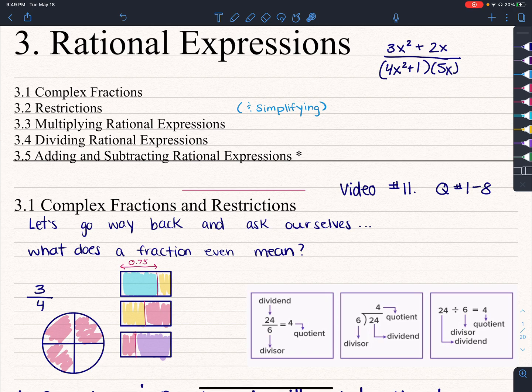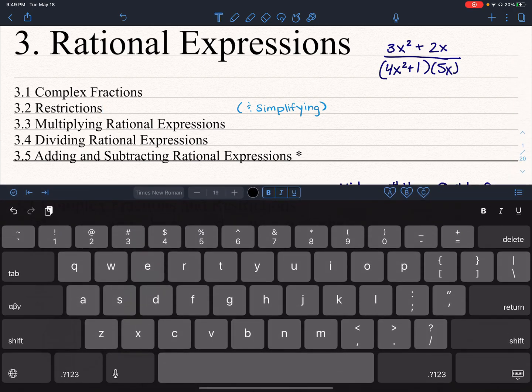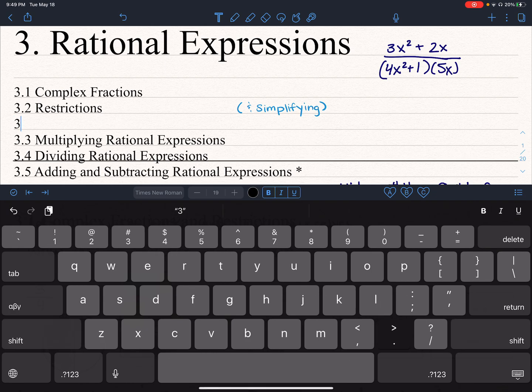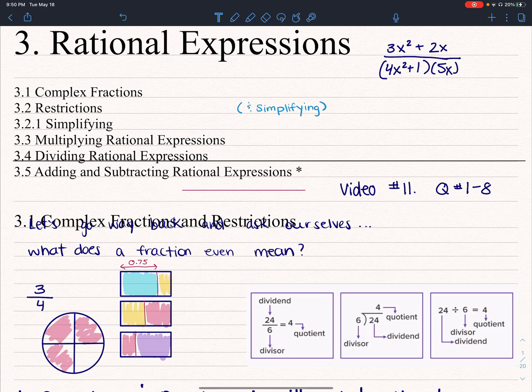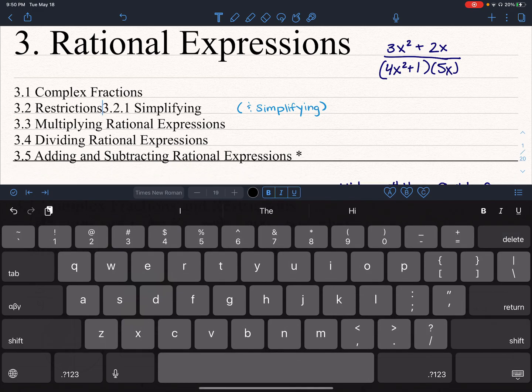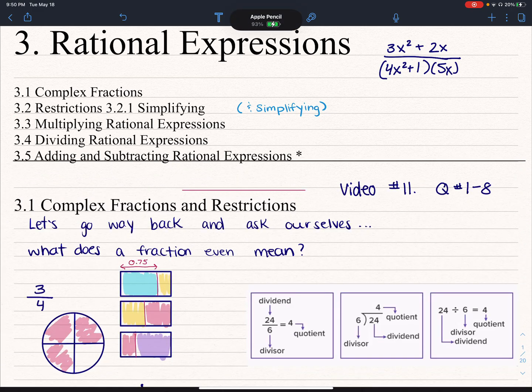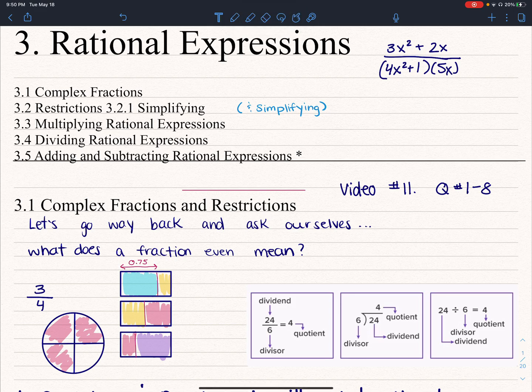so I think we're actually going to have to adjust that as well. And add in a 3.2.1, which talks about simplifying rational expressions. So I will add that in for you guys so that you can see, so you can have some more intense examples with just simplifying rational expressions. There is quite a bit of simplifying that's built into multiplying, but we'll get there when we get there.